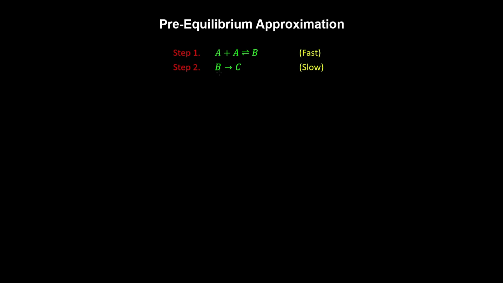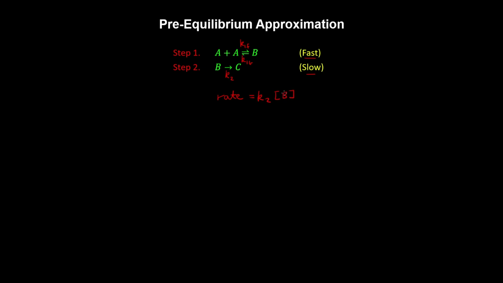The pre-equilibrium approximation can be used to determine the rate law for a reaction mechanism where the first step is an equilibrium reaction and not the rate determining step. So first we assign rate constants for the forward and backward reaction and the irreversible reaction. And now we can write the rate law using the slow step.